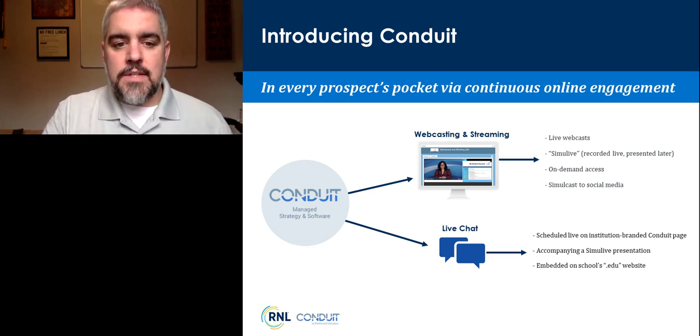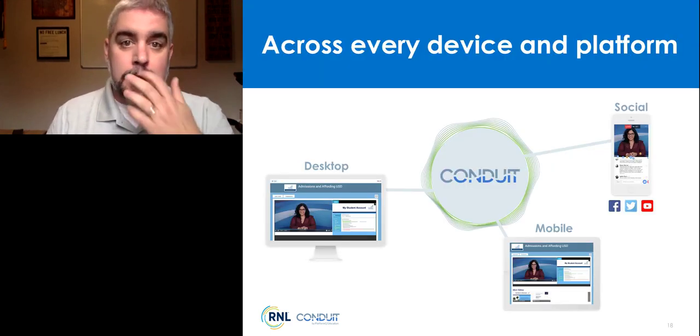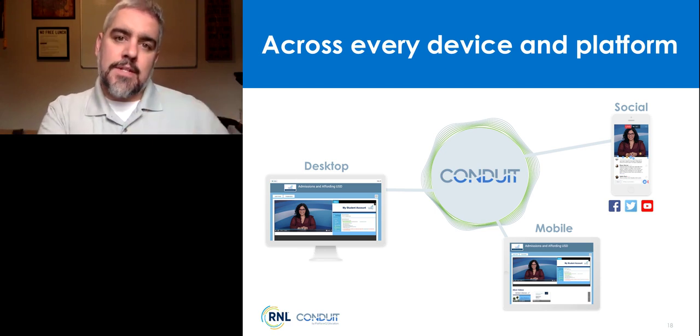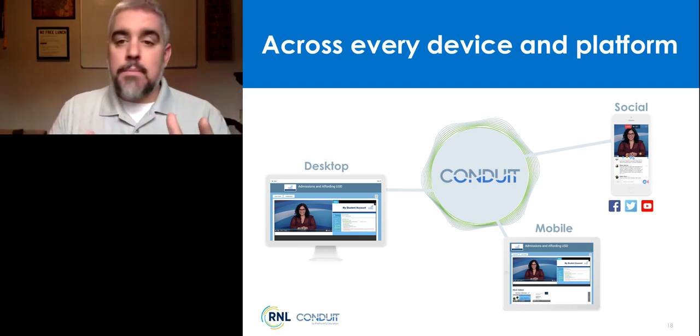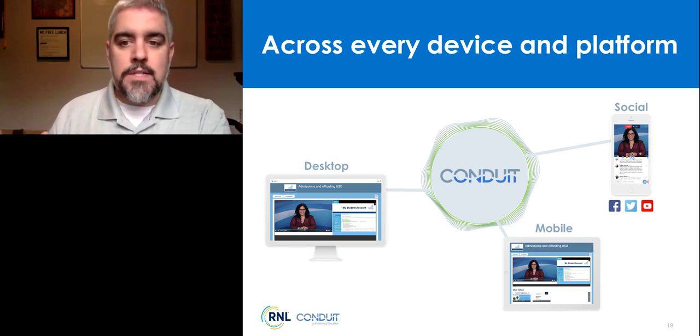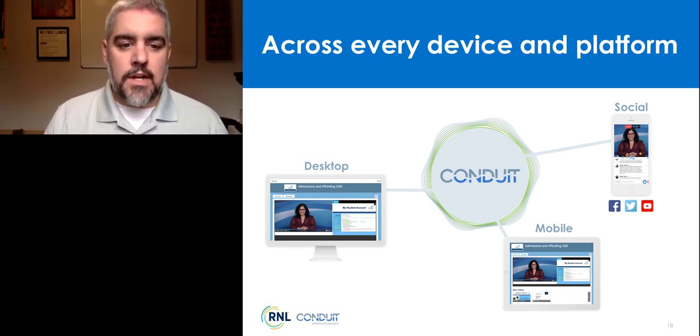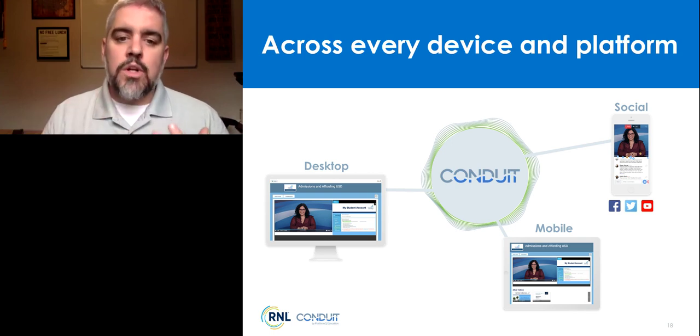The other piece to this is you can also simulcast this content to social media, right? One thing we know about adult learners, graduate prospects, online students is they're mobile, they're distracted, they're on multiple platforms throughout the day. How can they seamlessly go from a desktop-based experience to a tablet-based experience to a mobile phone-based experience to watching that content on Facebook, YouTube, Twitter? Conduit allows you to reach and engage students on all of these platforms.